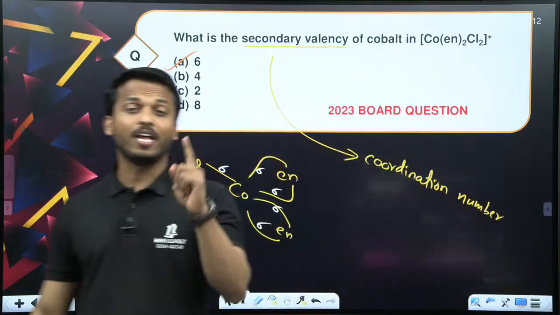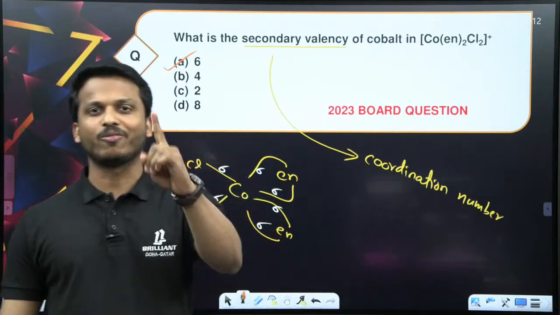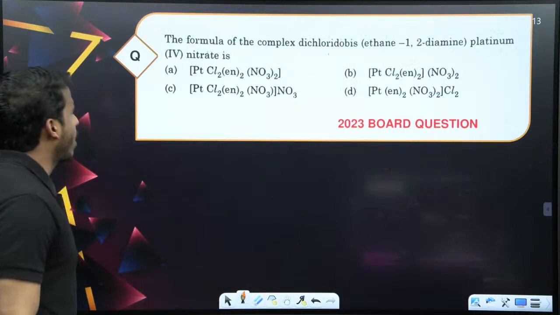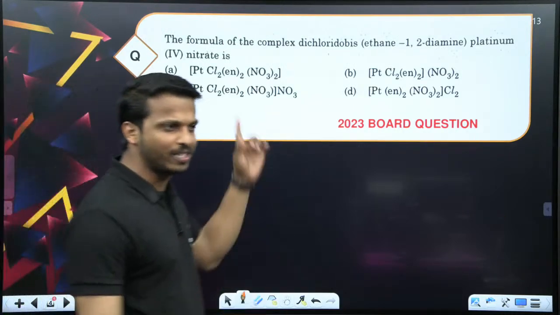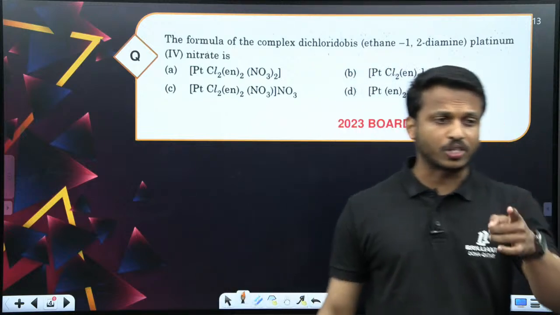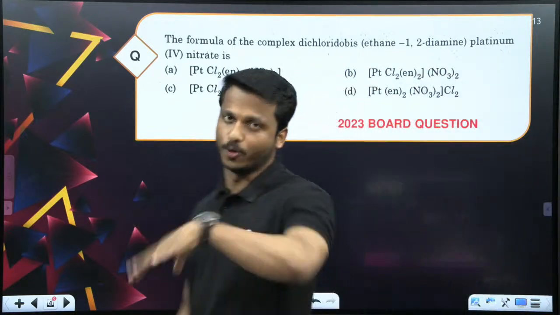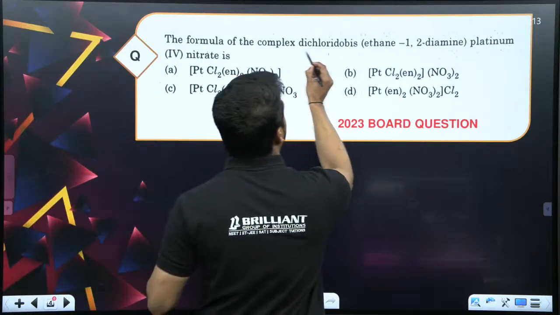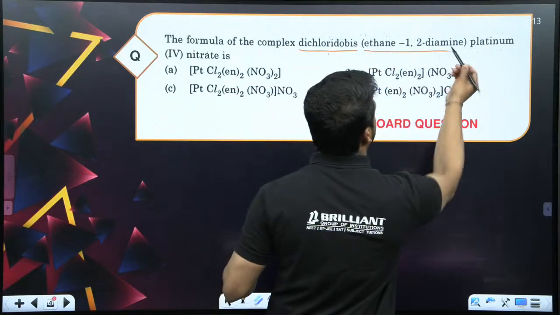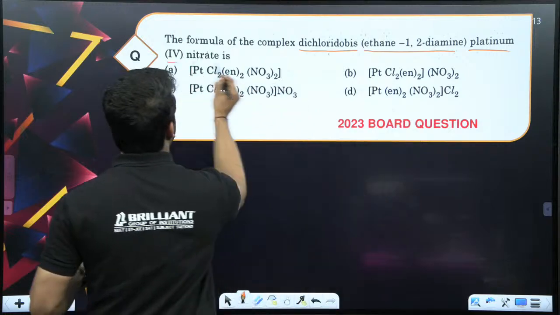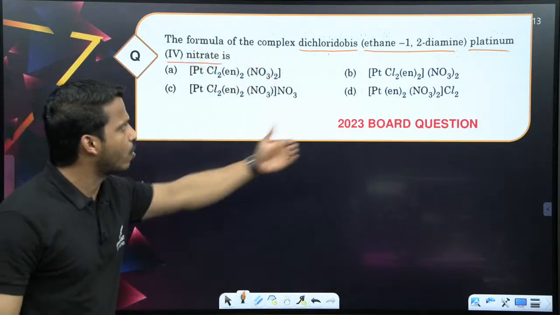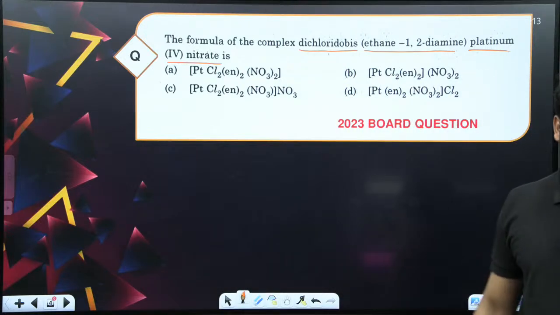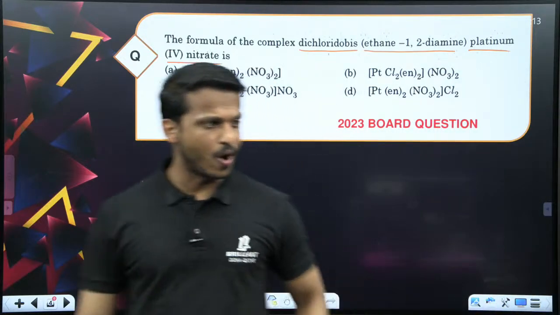Yes. So this is the previous board question. You have one more question that was asked in the 2023 board exam. Wait for that one. What is the answer for this question? Here, as I said, maybe they give you the structure or they ask you the name, or the opposite. So here they are asking: what is the formula of the complex dichlorido bis(ethane-1,2-diamine) platinum(IV) nitrate? Which is the correct compound? Can you say the answer?